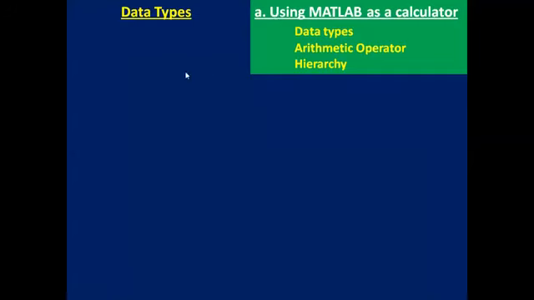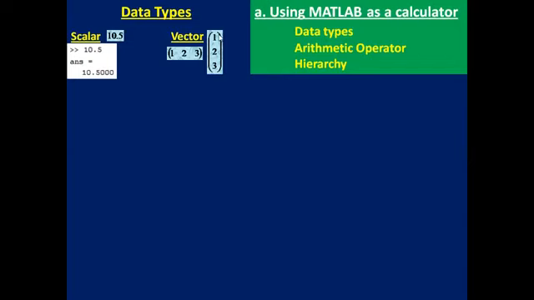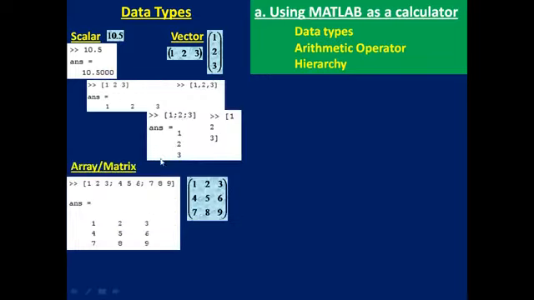Before seeing this, you should know what the different data types are. The first data type is a scalar. A scalar is, for example, 10.5. This may be a float or an integer, that means only one value. Next is a vector. This we can call a row vector, and this a column vector. The third type is an array or matrix. In a matrix, we have a number of rows and a number of columns.